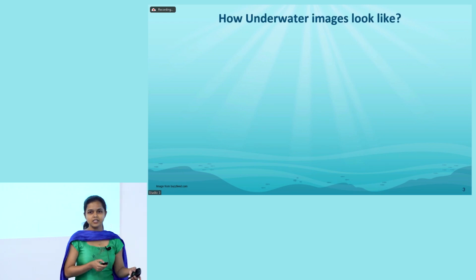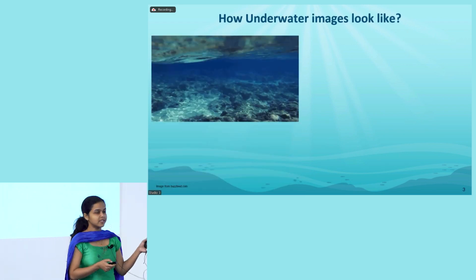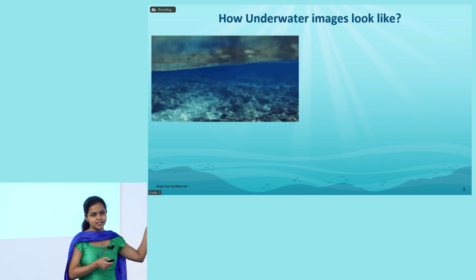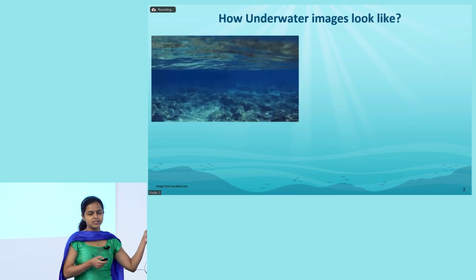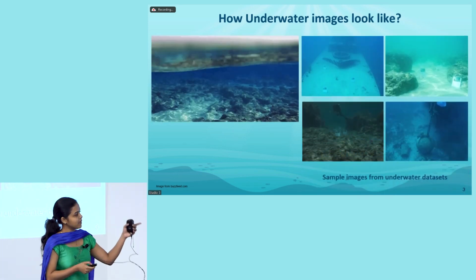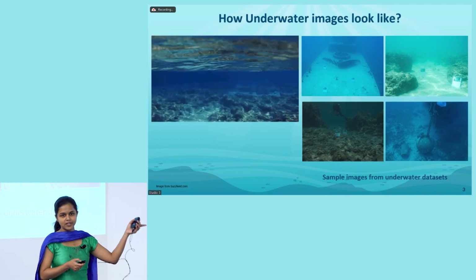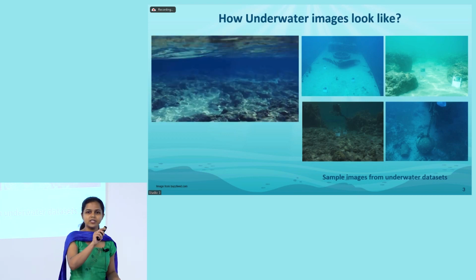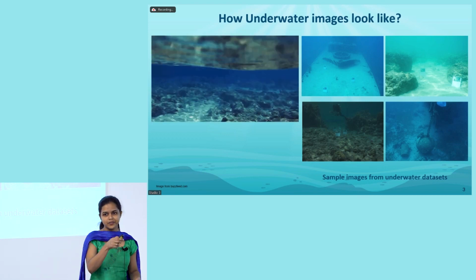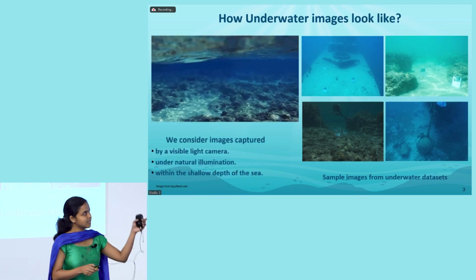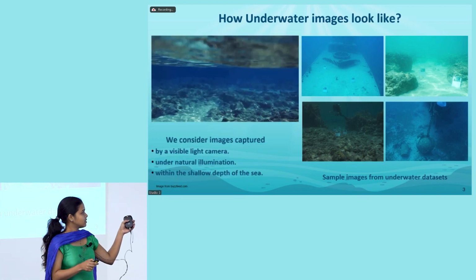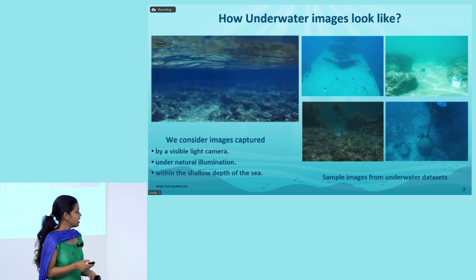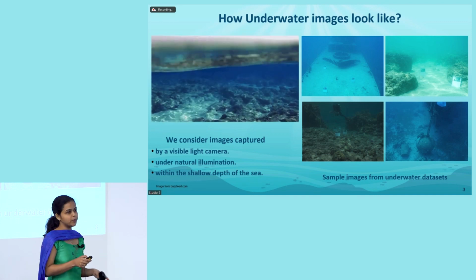So, how do underwater images look? If you place a camera underwater, the captured images will have haziness in them, and there will be color distortions in the captured images. These are some sample images from underwater data sets. As you can see, the captured images have haziness, and the original color is actually lost after capturing. We consider these types of images captured by a visible light camera, under natural illumination, within the shallow depth of the sea.